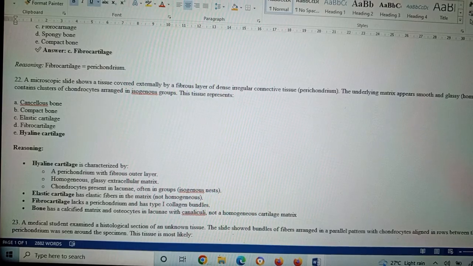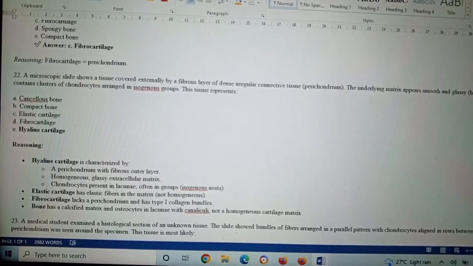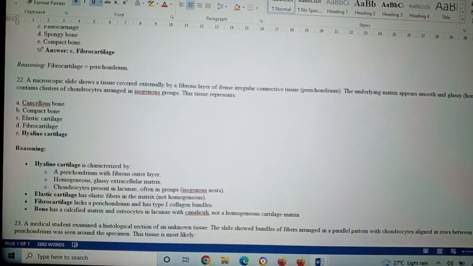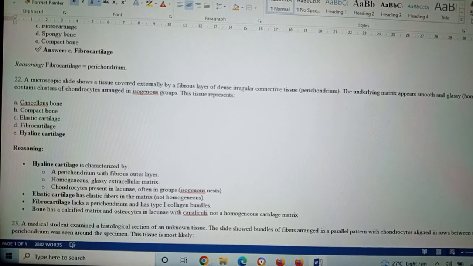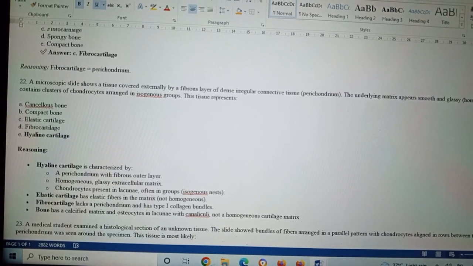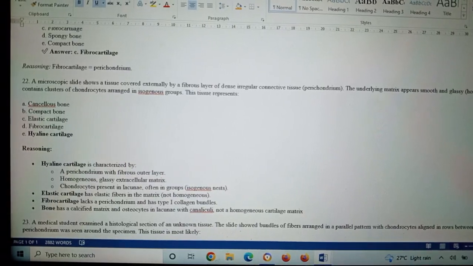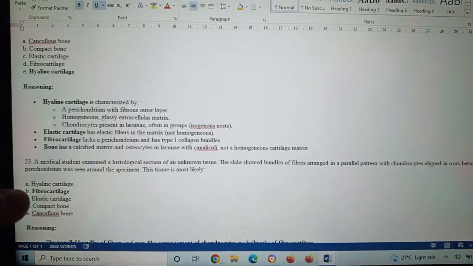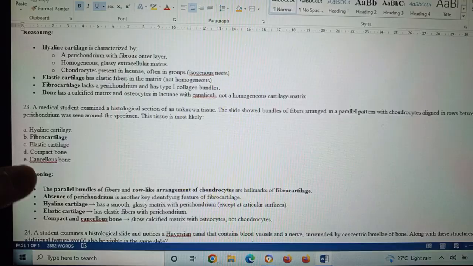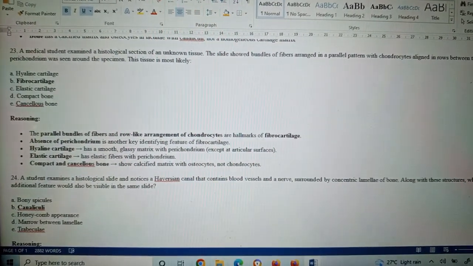Elastic cartilage has elastic fibers in the matrix, not homogeneous. Fibrocartilage lacks perichondrium and it has type 1 collagen bundles. Bone has a calcified matrix and osteocytes in lacunae with canaliculi and not a homogeneous cartilage matrix. Other MCQs can be covered in this reasoning part, so you must learn this reasoning part as well. And let's talk about another MCQ.